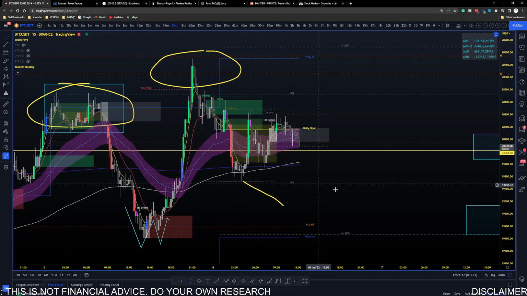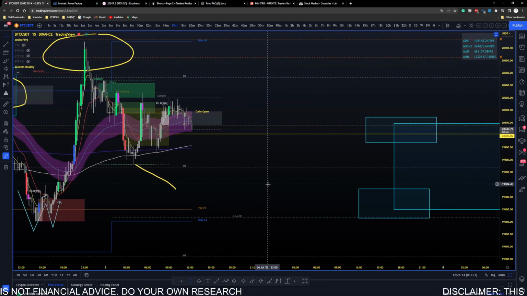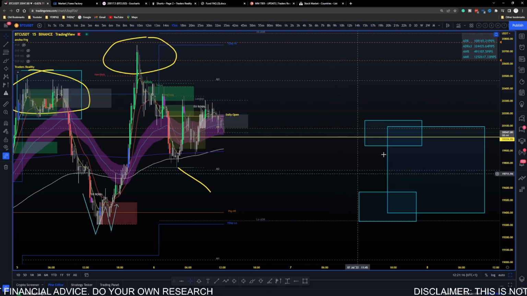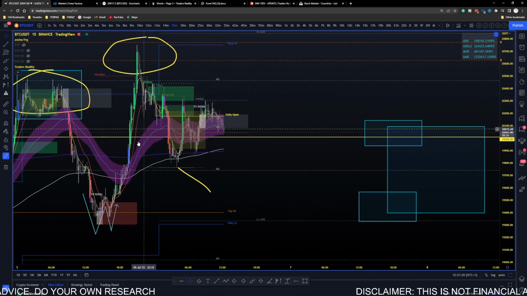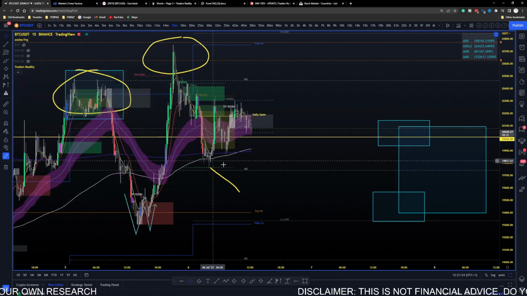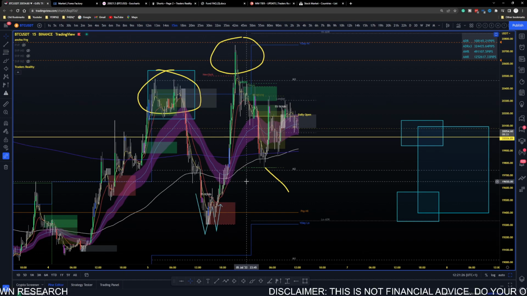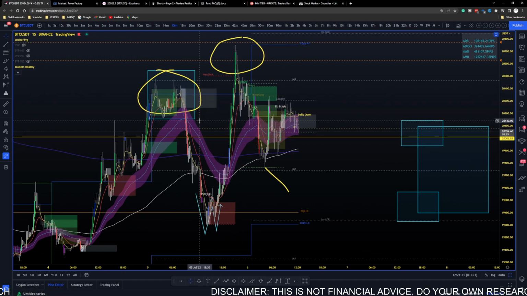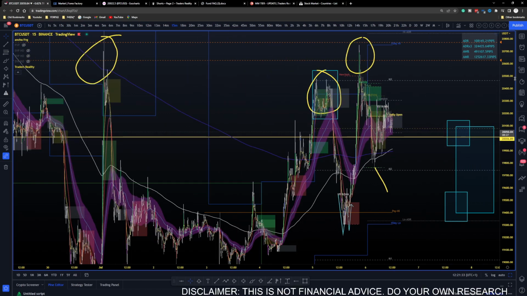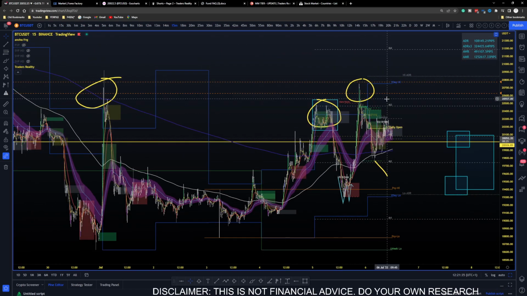Again, if you're looking to exploit New York, you either wait for the Brinks Box plays, or you look to see what happened in previous sessions to understand what is the narrative. Are they favoring higher or lower prices? Are they building more shorts than they are building longs? Look at the profile of the way they are moving. What is it telling you?